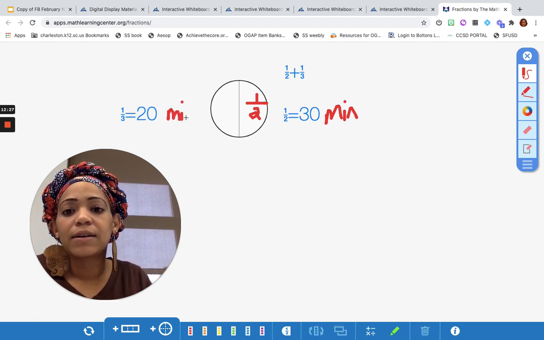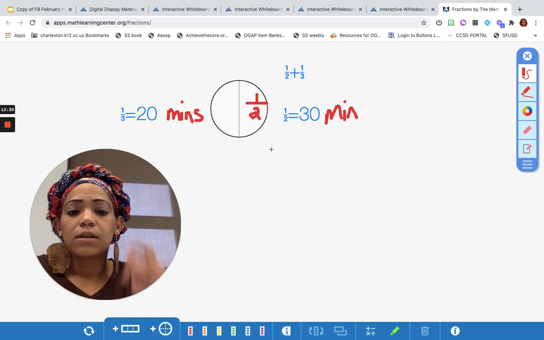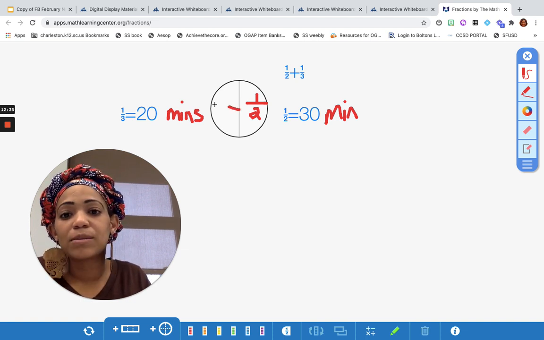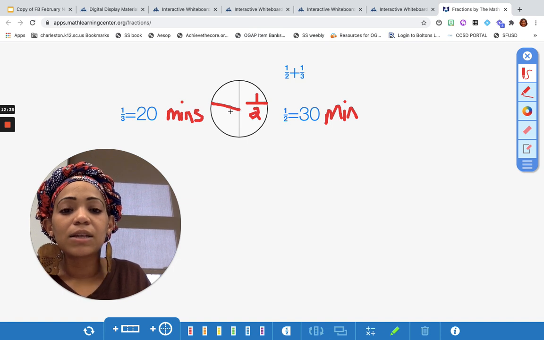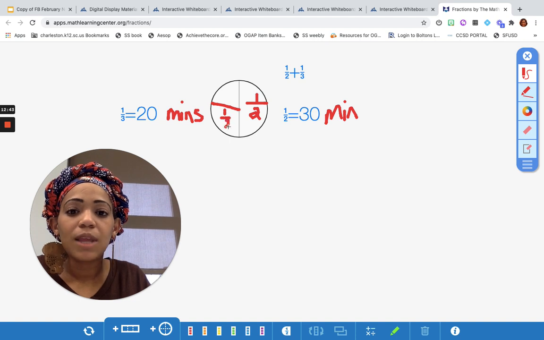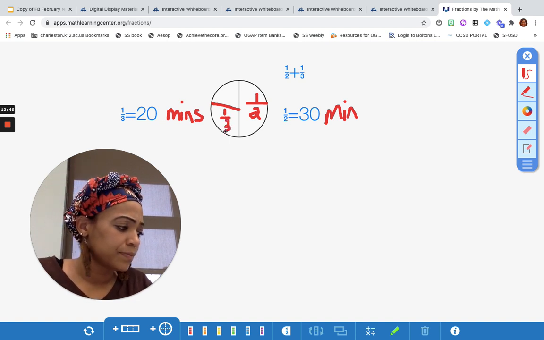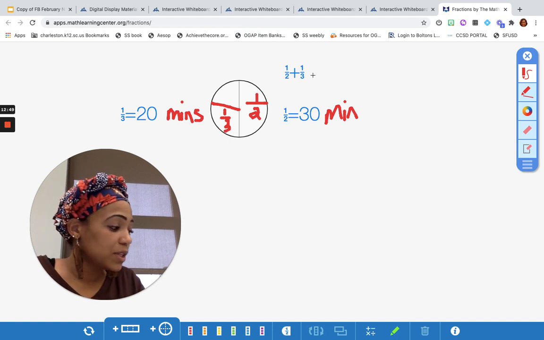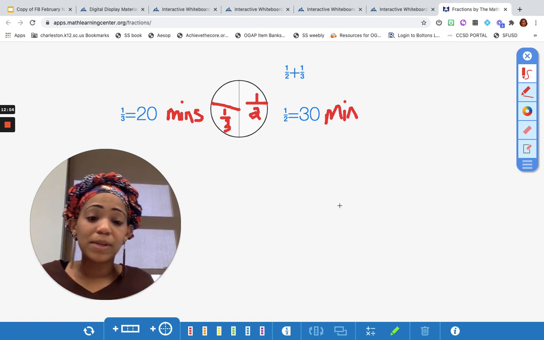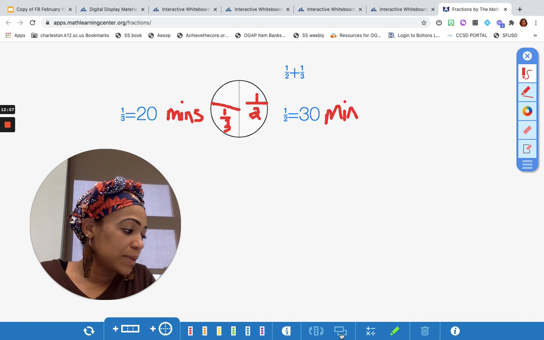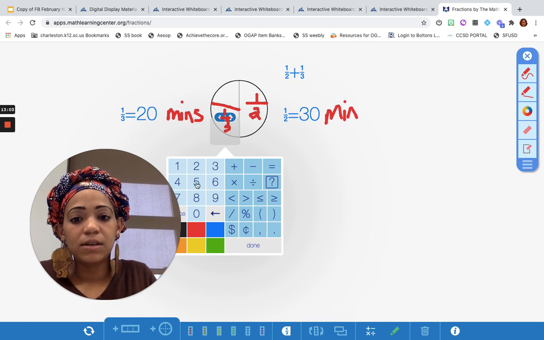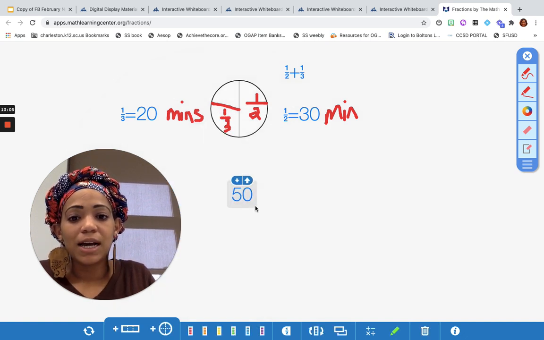So if I take 30 minutes and I'm adding 20 minutes to it, which may look a little bit like, and I'm going to try my best here to be as accurate as possible, may look a little bit like that. And here's my 1/3. How many minutes am I getting in total? I'm doing 1/2 plus 1/3, which is the same thing as me saying 30 minutes plus 20 minutes, and that's going to give me 50 minutes. I'm going to write 50, and that's how many minutes I got.